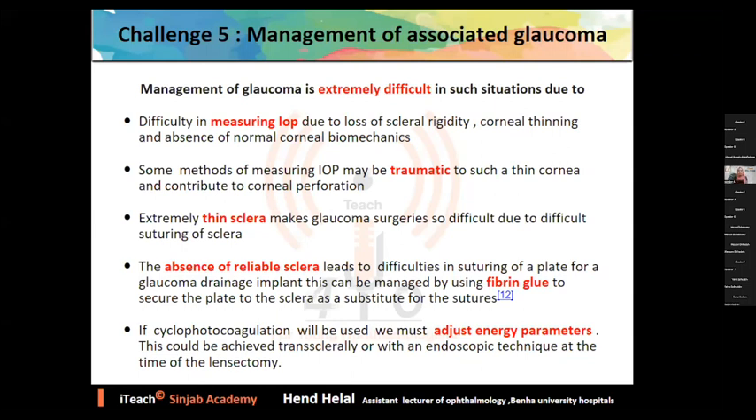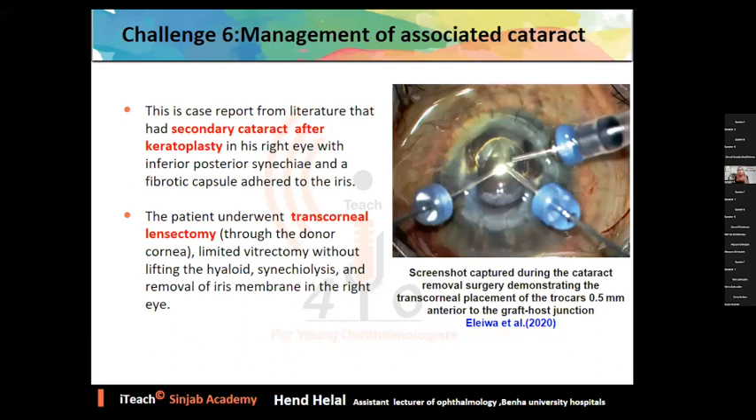The last challenge is the treatment of associated cataract, and this is a case report from literature of a patient who had secondary cataract after keratoplasty. They managed the situation by using transcorneal lensectomy. This means that they placed the trocar not anterior to the graft-host junction, to avoid placement of the trocar in the fragile cornea and avoid perforation.